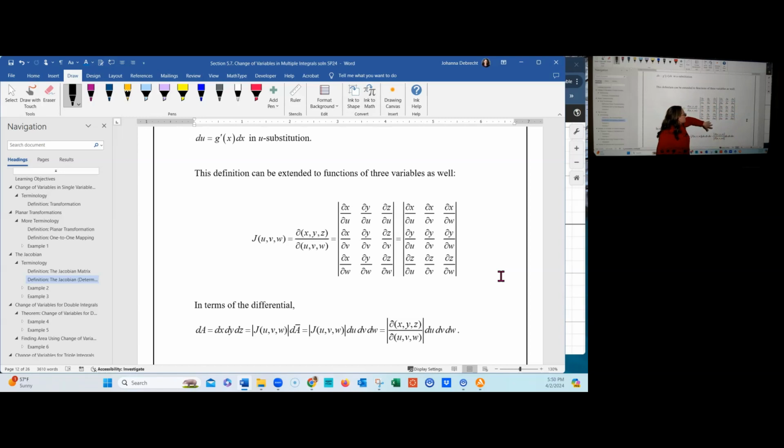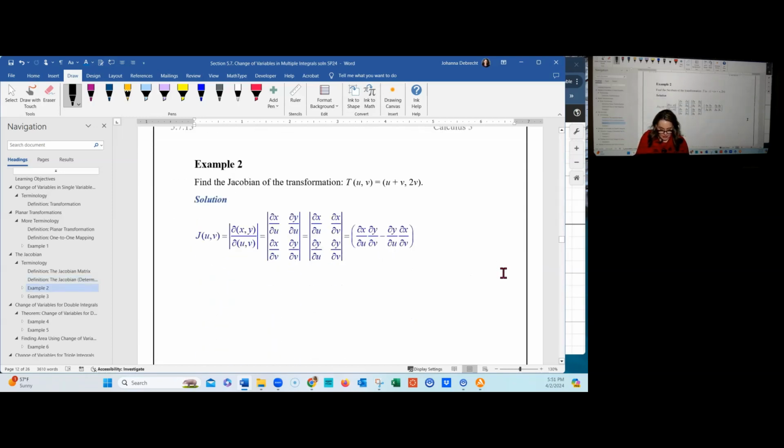All the y's in column 2 or all the y's in row 2. I tend to prefer the last method. I think it's a little bit more common in most textbooks. So that's the one I'm going to use, where I have all the partials of x in row 1, all the partials of y in row 2, and if it's 3-dimensional, all the partials of z in row 3. And then with respect to u, v, and w, depending on how many independent variables we have.